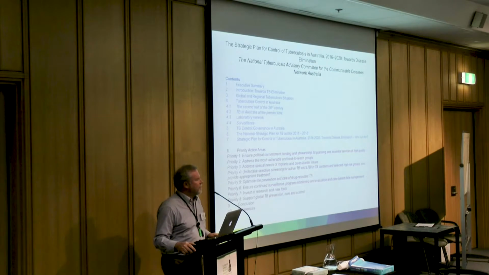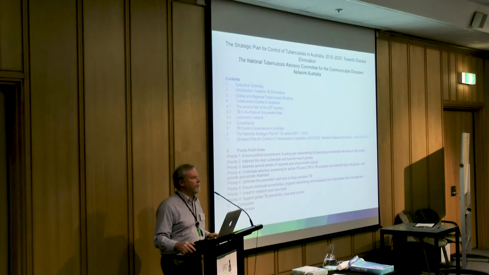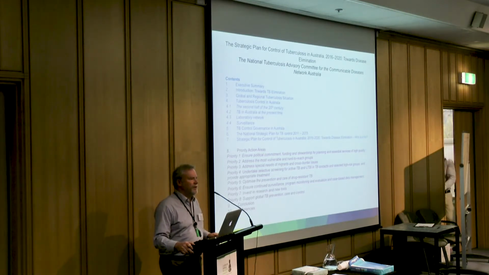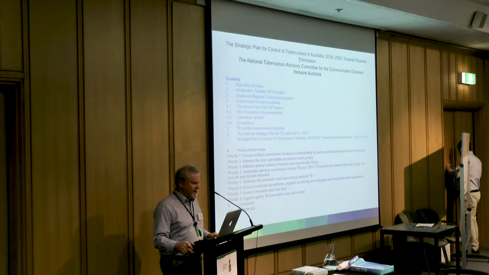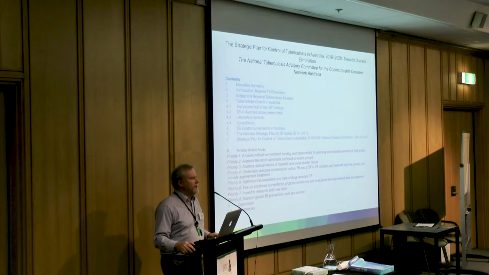Now this is a table of contents. The first half is really informative. It's about where we've been, how we organise ourselves, a little bit about the laboratory network, and a bit about the governance of TB control in Australia. We also touch upon some of the output from the last strategic plan of 2011 to 2015, and introduce the new one. And then the second half of the document is aligned word for word with the 8 priority action areas as outlined in the TB elimination plan for low incidence countries.